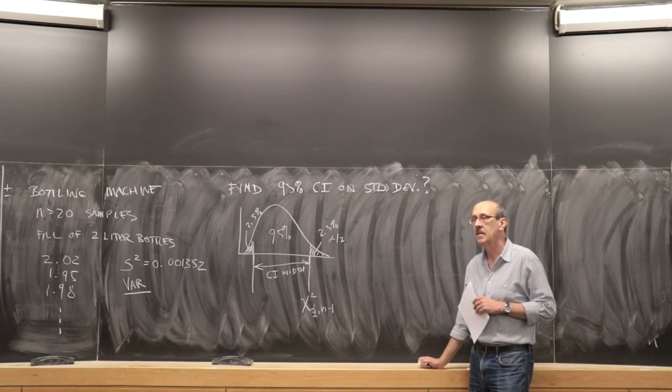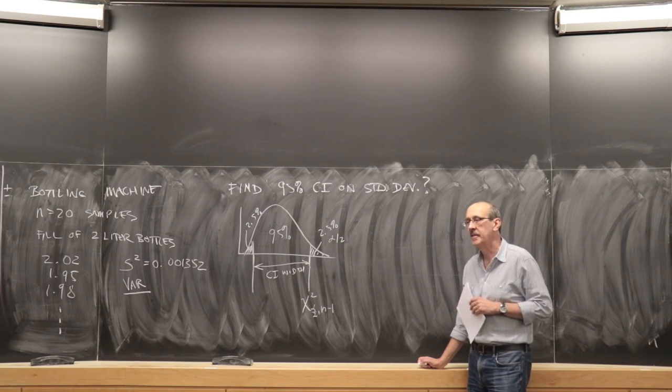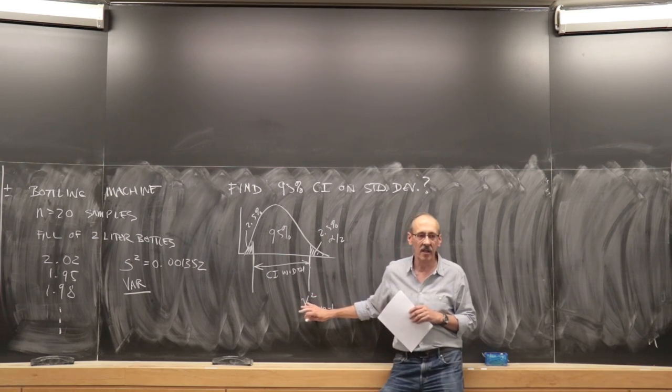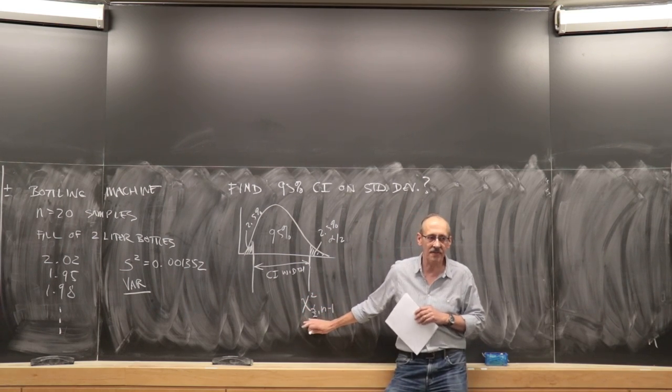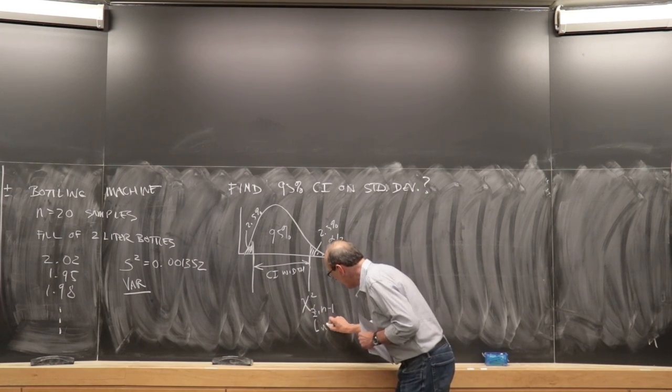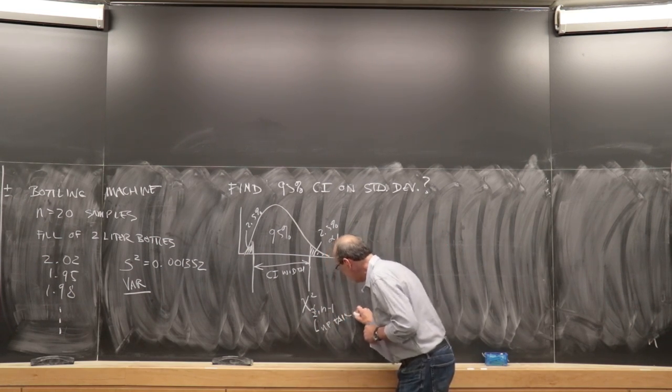Yeah? Wouldn't it be 1 minus alpha over 2? No. Good point. I'm glad you asked that. Okay. The notation in the textbook, the notation in almost every website you find looks like this. This subscript is the upper tail.